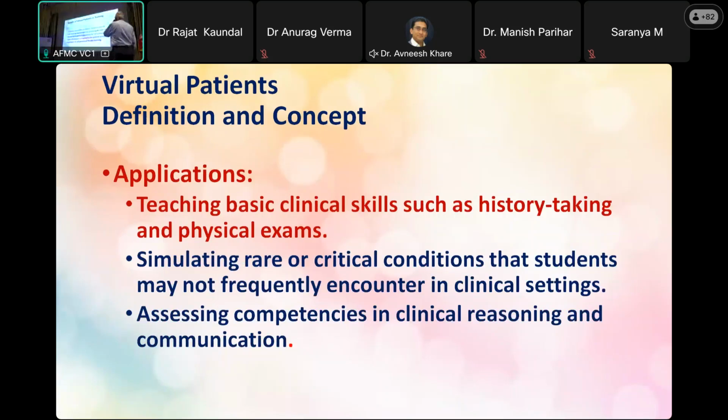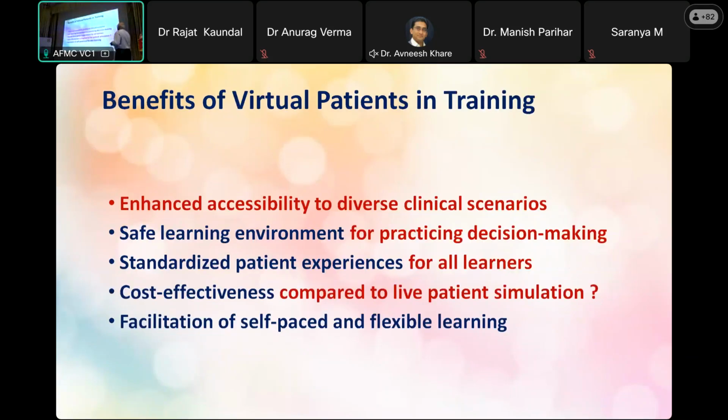So the benefits of virtual patients: I'm sure there's enhanced accessibility, safe learning, and a standardized patient experience for all learners. And that is very important. Otherwise, what happens? One person gets experience, another doesn't, in a batch of 250. Now, how do you make it standardized? Cost effectiveness. Compared to live patient simulation, this is always a question mark, because in India we always say we have too many patients. Do we really need simulation? That was the first question people used to ask.